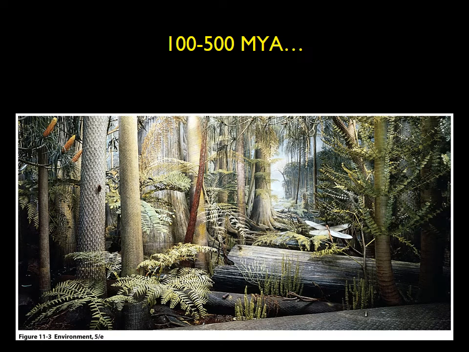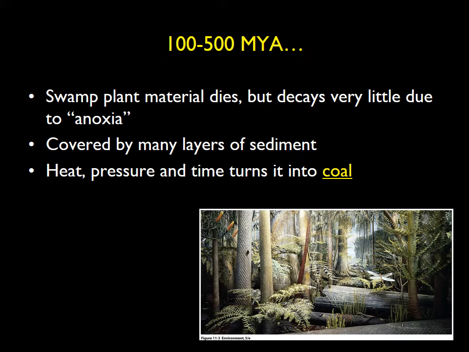So 100 to 500 million years ago, we had these swamps, and all the areas that have rich deposits of coal now are places that were swamps hundreds of millions of years ago. What happened was that swamp plant material died, but decayed very little due to a lack of oxygen. So it was covered by many layers of sediment, and then, given enough heat, pressure, and time, turned into coal.